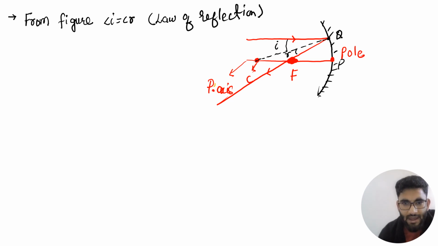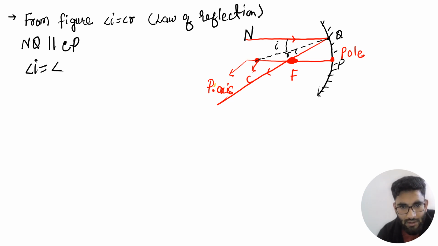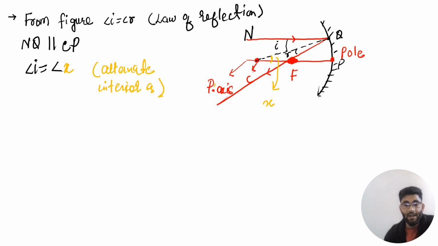Second, let's suppose this is NQ. As you can see, NQ is parallel to CP, right? When these are parallel, angle I will be equal to this angle, which I will mark in yellow. Let's suppose this angle is X. So angle I equals angle X, because they are alternate interior angles, right? So these are the two conditions.